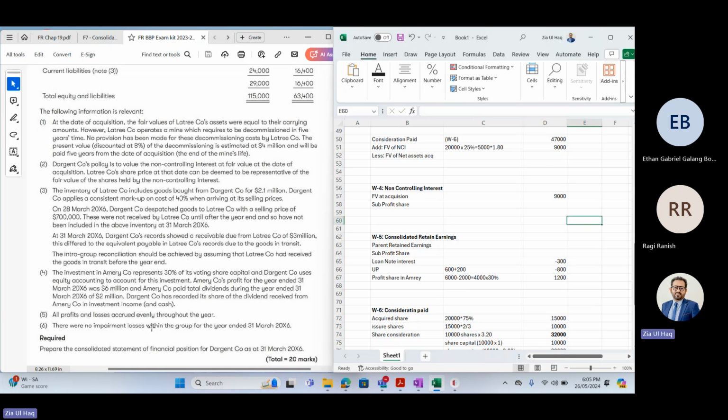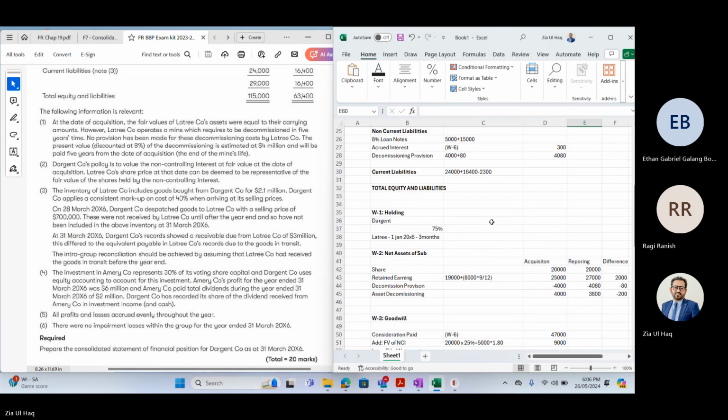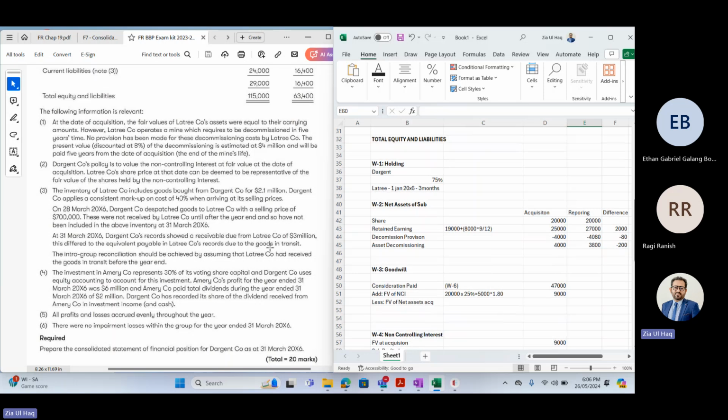All profits and losses accrued evenly throughout the year. There are no impairment losses with the group for the year ending 31st March 2026. So let's move forward towards our working now. Can we calculate the total for net assets acquired at the date of acquisition? How much? 45? 49. 49, how?